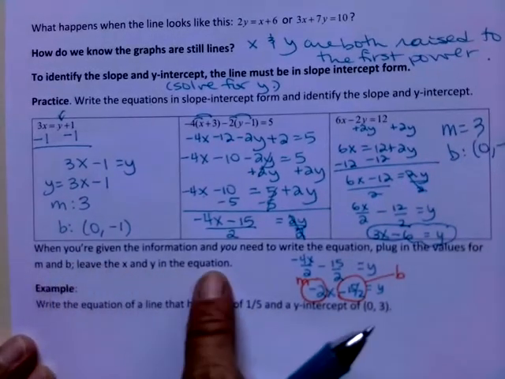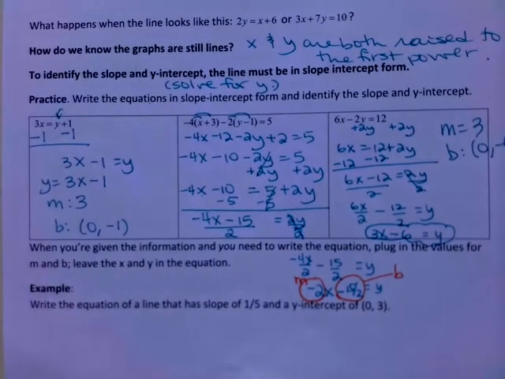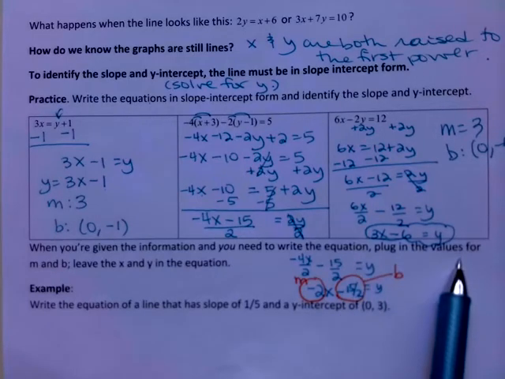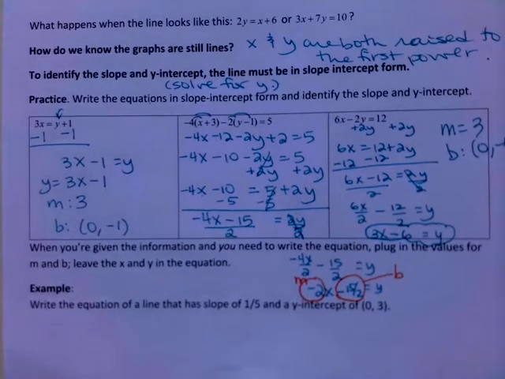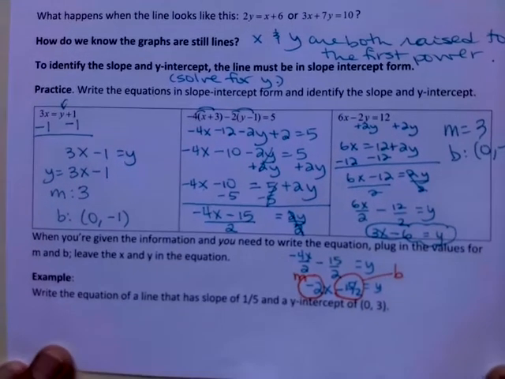Now, if you're given information and you need to come up with the equation of the line, right, what you're going to do is plug the values in for m and b and then leave the x and y in the equation, right, because they have to stand there for all of the points that are on the line.